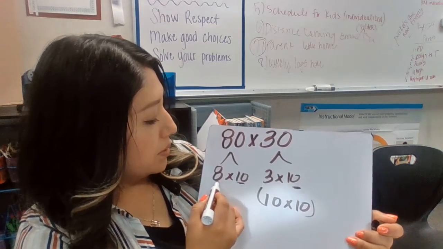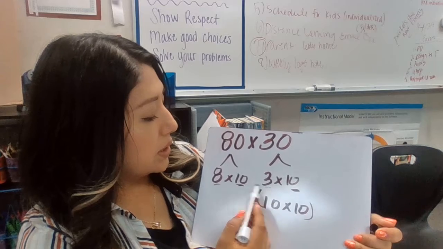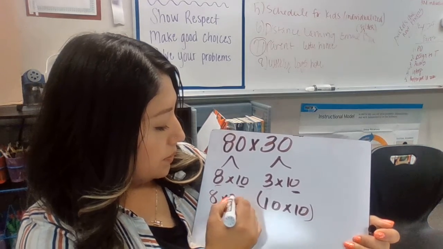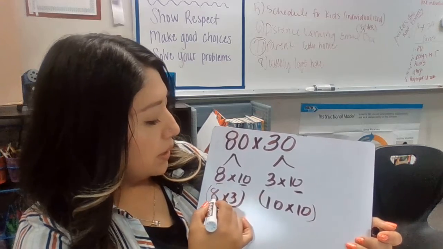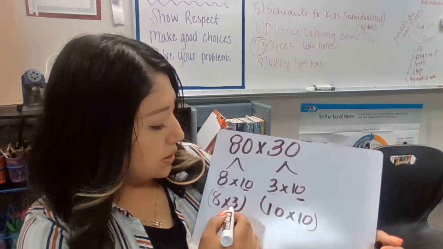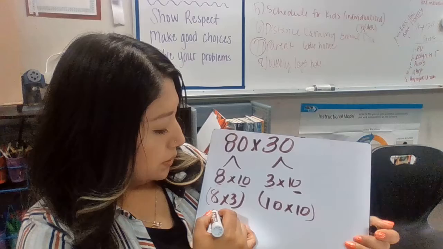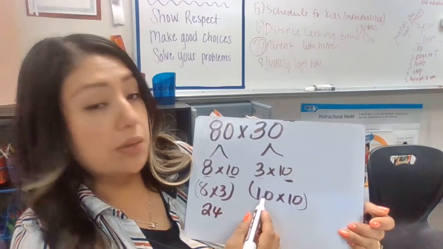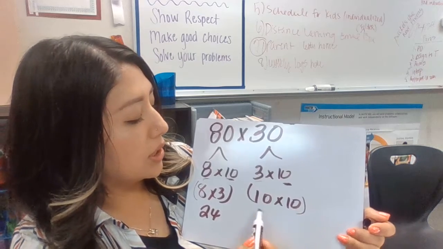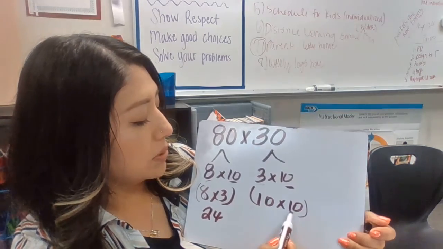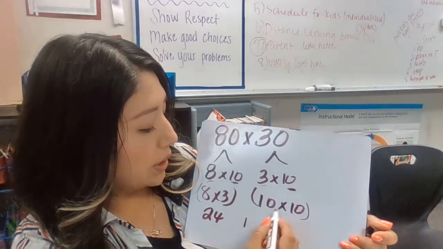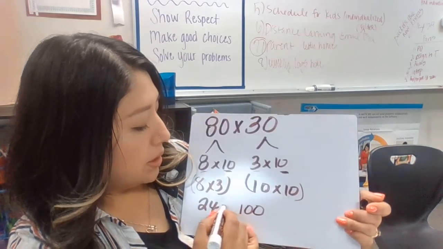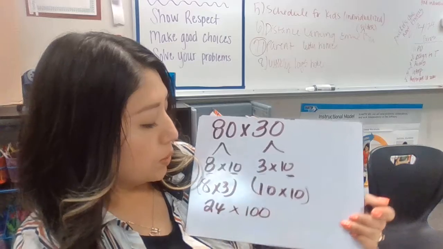Then we're going to grab the smaller numbers, the ones that are not 10s, and we're going to do 8 times 3 on this side. And we know that 8 times 3 is 24. So I will do this. 8 times 3 gives me 24. And we know that 10 times 10 is 100, or you can also go 1 times 1 is 1, and then we tackle 2 zeros. Now we have 24 times 100.